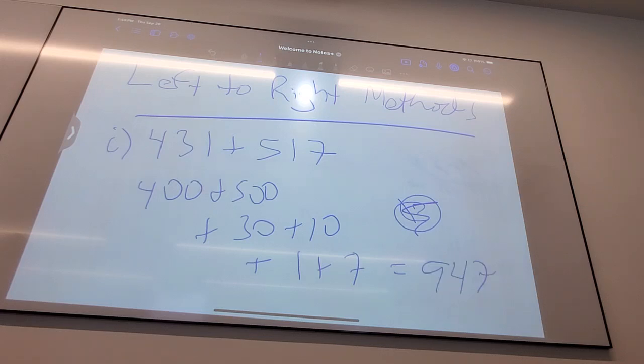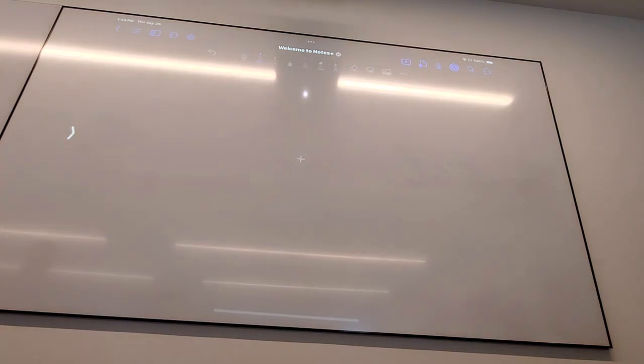947, 11. So that's the left to right method. Nothing incredible there. Where it gets a little bit tricky is if you have something that normally would require you to carry a number. So let's try a different example.